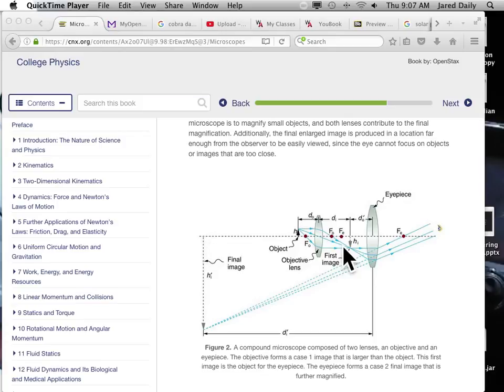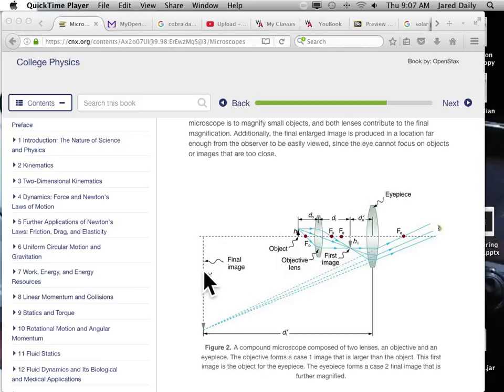So are you paying attention here? We got an object here. This is the real object. It creates an image here. You could use ray tracing, or you can use the lens equation to determine where this image is going to be right here. But this image is your object for this lens. It's inside the focal length of the eyepiece, so it creates an image on the other side. This is a virtual object because it's a real image, so it's a virtual object for the second lens.